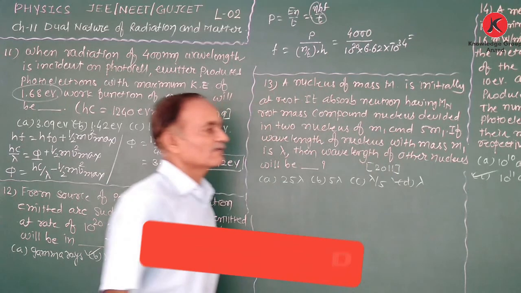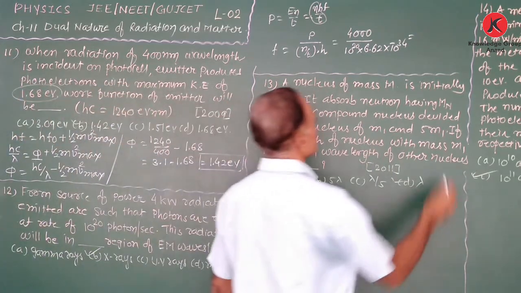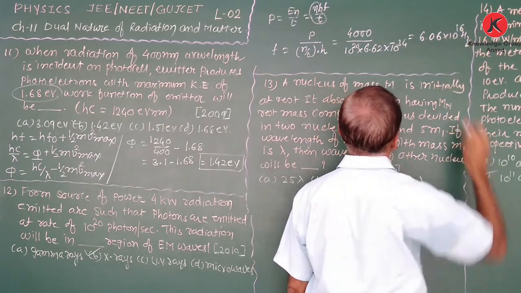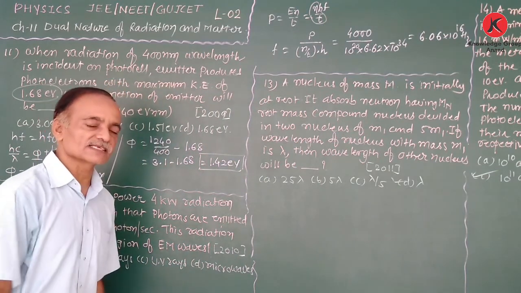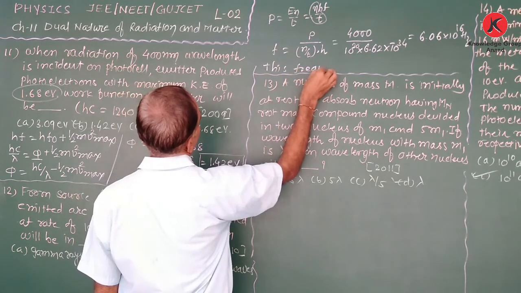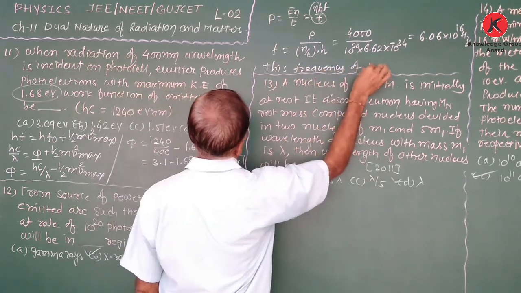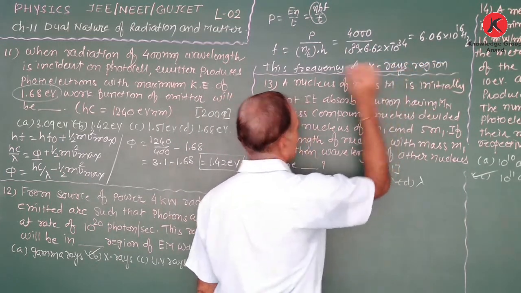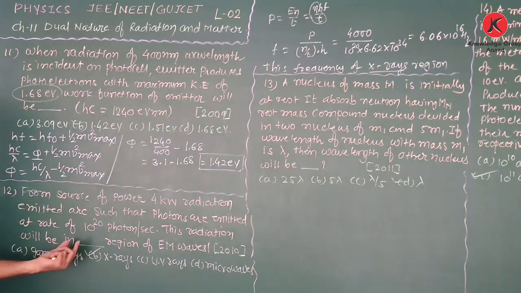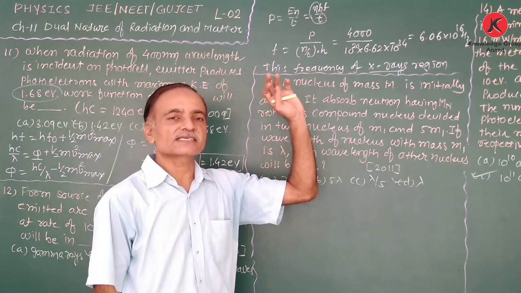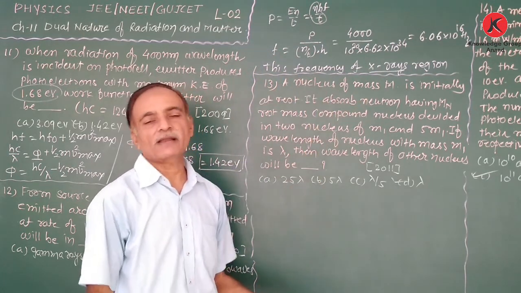So we can find the frequency of this radiation, which is 6.06 into 10^16 Hz. This frequency is of the X-ray region. Therefore, the radiation that takes place in this case lies in the X-ray region. We can also find the wavelength from the frequency, because c is equal to f lambda. Therefore, lambda is equal to c by f.